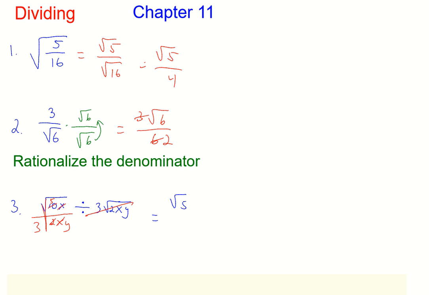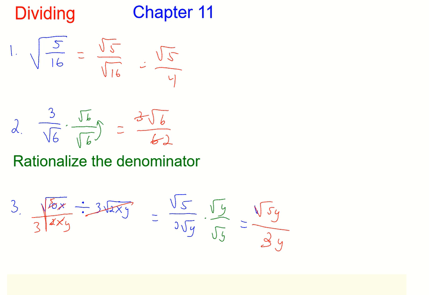What's the top? Square root of 5. What's the bottom? 3 times the square root of y. Now I'll rationalize the denominator. Multiply by square root of y on the bottom. Whatever I do to the bottom, do the same thing to the top. Final answer. Let me do it in red here. Square root of 5y divided by 3y. Right, neater. Square root of 5y divided by 3y.